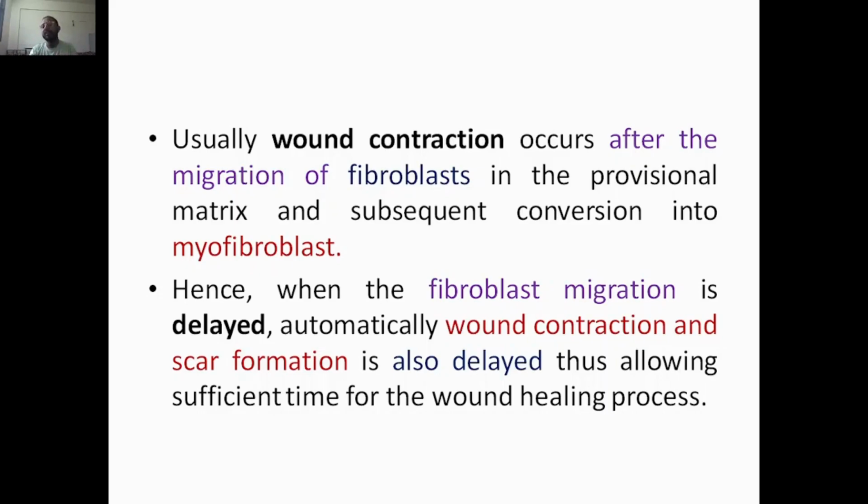Before the movement of the fibroblast through these pores, it will be just a fibroblast. When the contraction happens in the provisional matrix, this fibroblast will be converted into the myofibroblast. Hence, if fibroblast migration through these pores is delayed, automatically wound contraction and scar formation are also delayed, thus allowing sufficient time for the wound healing process. So we need to make sure that the fibroblast migration is slower.